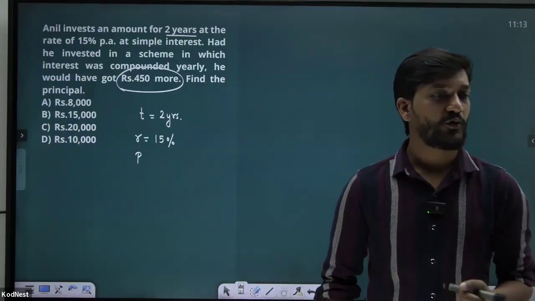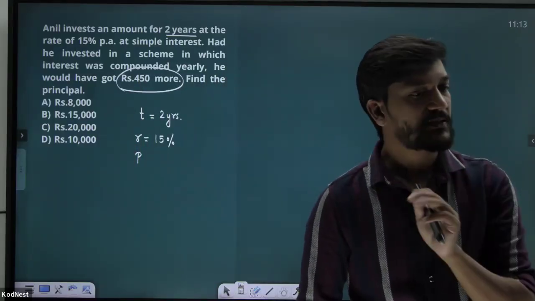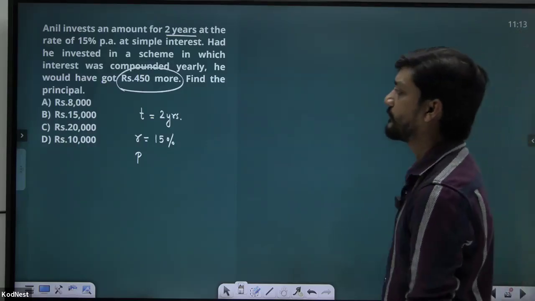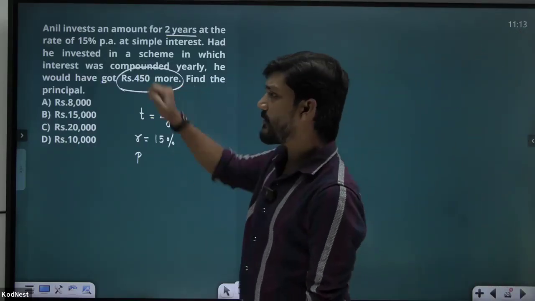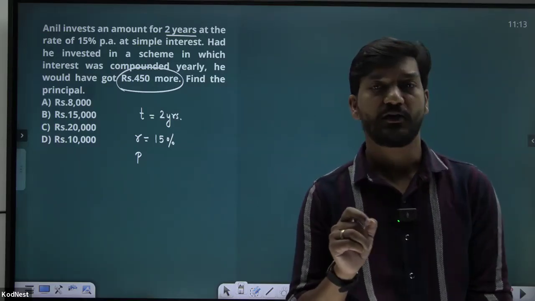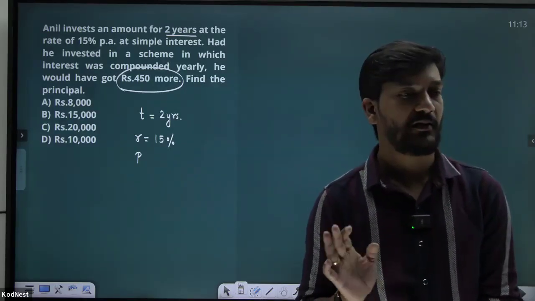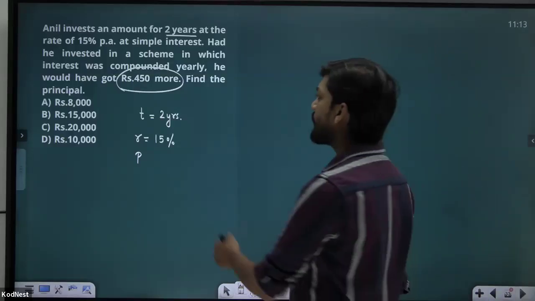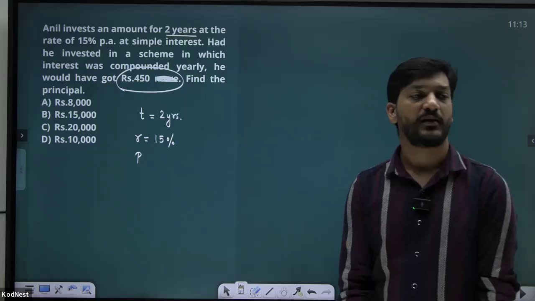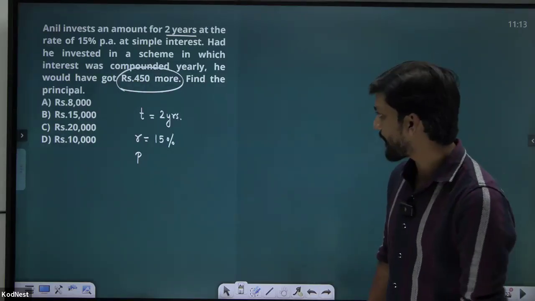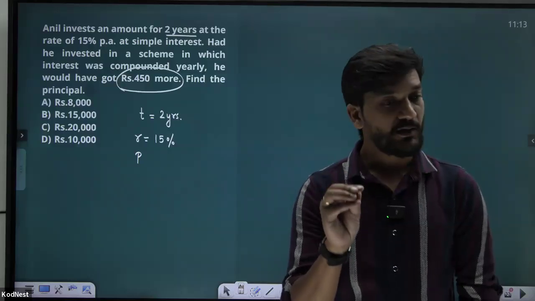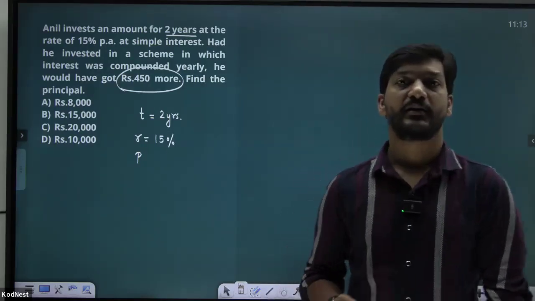What is the meaning of more? Yes, 2 years fixed. Will you say this is compound interest? No. If the word more is not there, then I can say it is compound interest. What is the meaning of more? More or less, anything, anywhere, if you see, it means a difference.